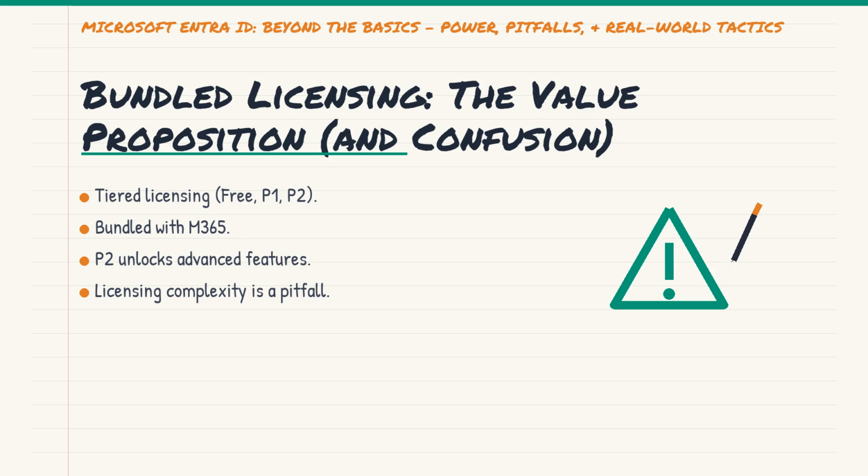The benefit is that you might already have many of these capabilities available without purchasing separate licenses. However, understanding exactly which features are in which license tier can be a labyrinth. It's crucial to map your organization's needs to the correct Entra ID license to maximize value and avoid overspending.